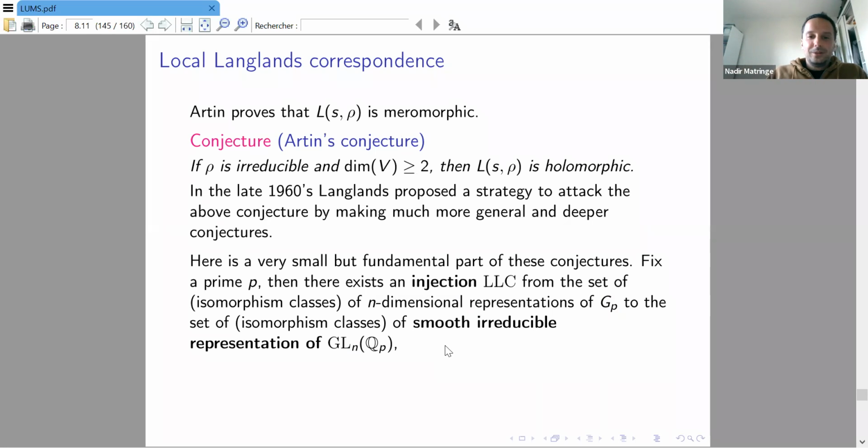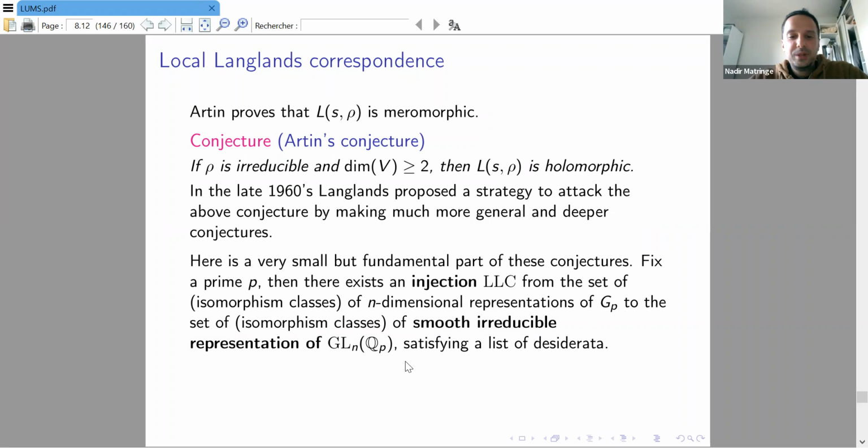To say that there's an injection between two sets is not very interesting. It's just a matter of cardinality. So of course, you want it to be a very clever injection satisfying a long list of properties, which I can't state. Let me say a word about what the smooth irreducible representation of GLN of QP is. First of all, GLN of QP is the group of invertible matrices with coefficients in QP. So it is a group.